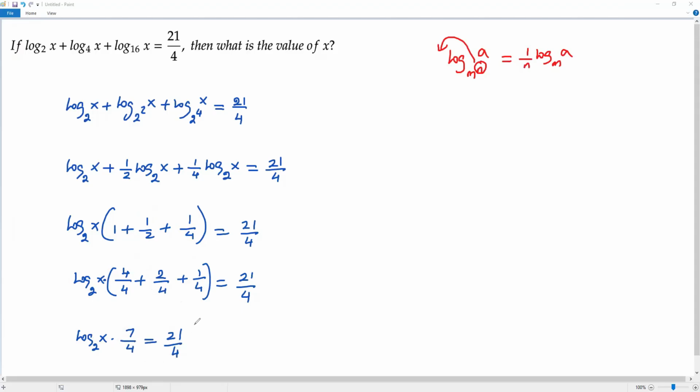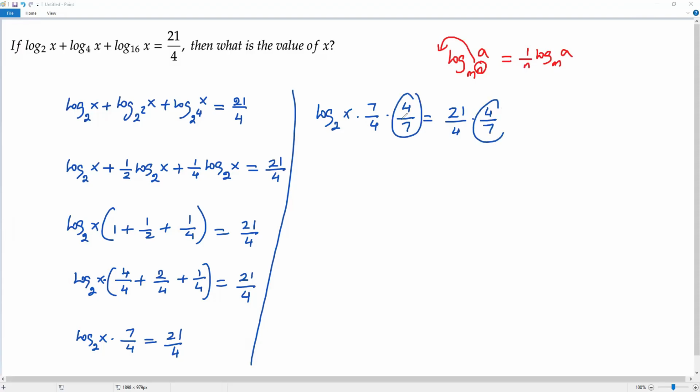Now let me multiply both sides of this equation by the reciprocal of this fraction, that is 4 over 7. That is log base 2 of x times 7 over 4. I multiply the left side by the reciprocal of this fraction, that is 4 over 7. So on the right side we also have to multiply by 4 over 7. That is, I multiply both sides of the equation by 4 over 7. Here the 4 will cancel, 7 will cancel. We get log base 2 of x. Here the 4 will cancel, 7 goes into 7 one time, 7 goes into 21 3 times. We get 3 on the right side.